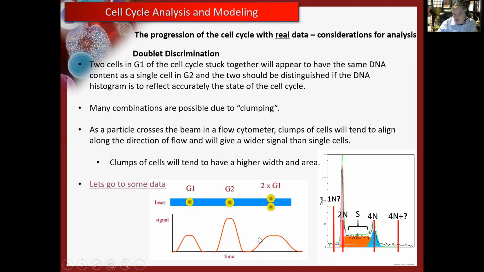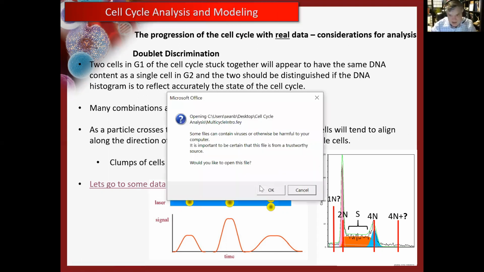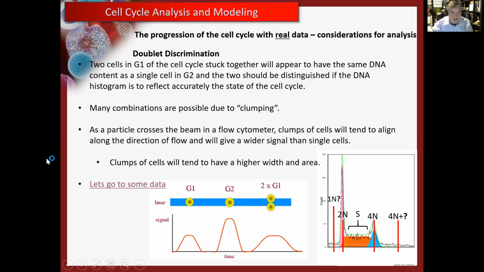So a G1 cell is going to have a low height, but it's going to have a high area, right? So 2 G1 cells stuck together. And those are some of the tools that we can use to clean up this data. We call that doublet discrimination, which we have up here. And we're going to go to some data and take a look at that, because that's a good place to start for performing any of our cell cycle analysis, whether we use modeling or some of the other techniques that I'm going to show here in a minute.